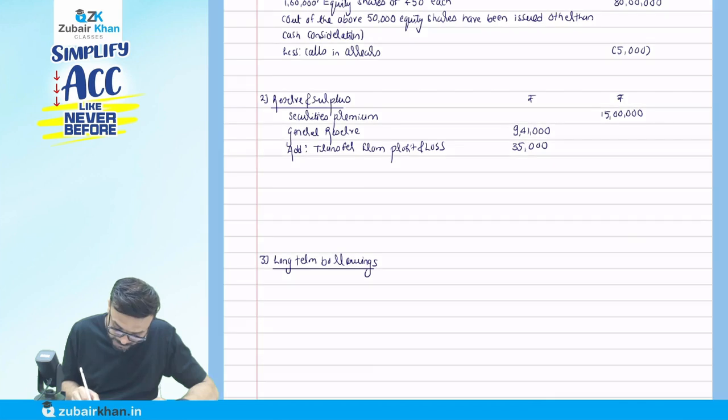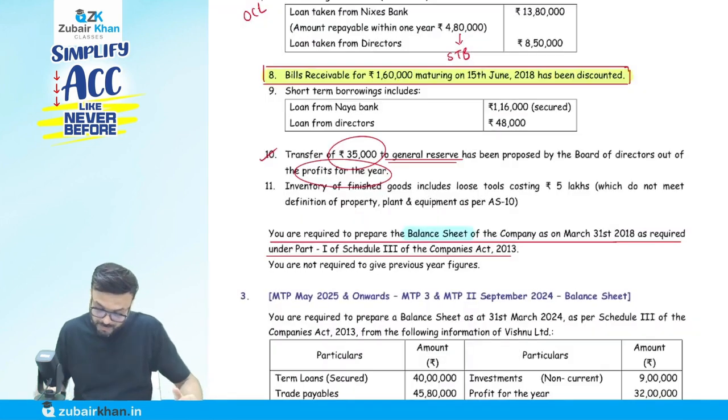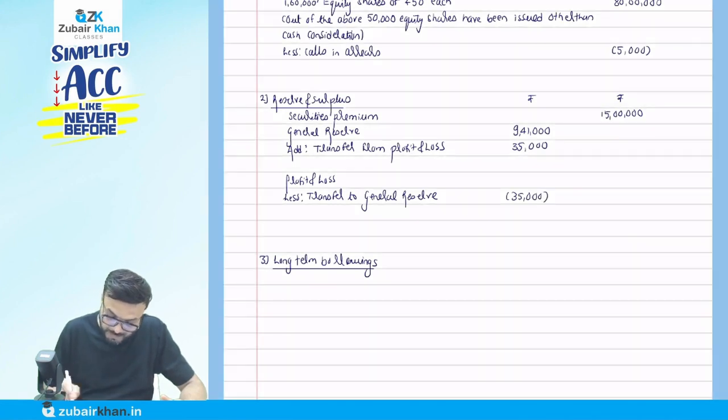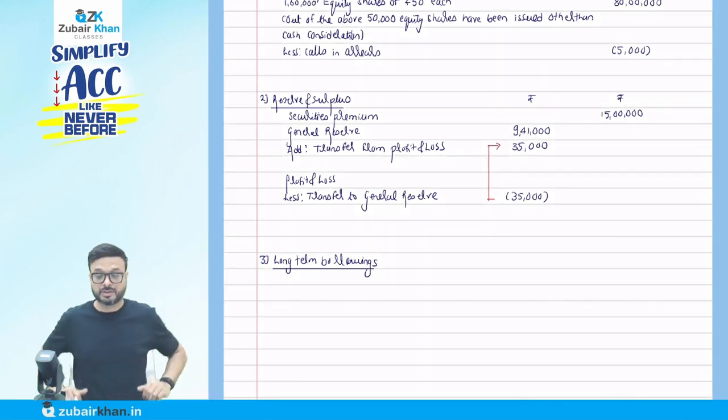Then keep the space of one line, then write down profit and loss less transfer to general reserve. How much will be transferred to general reserve? 35,000. Show it as a negative figure because we are transferring from the P&L account. So the balance here is going to be transferred from the profit and loss account to general reserve.